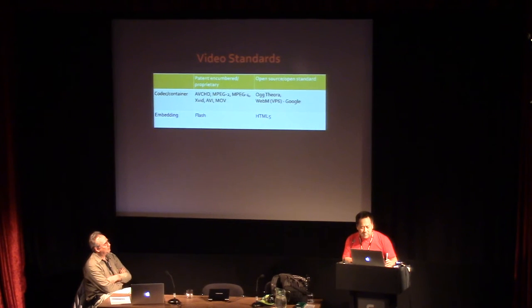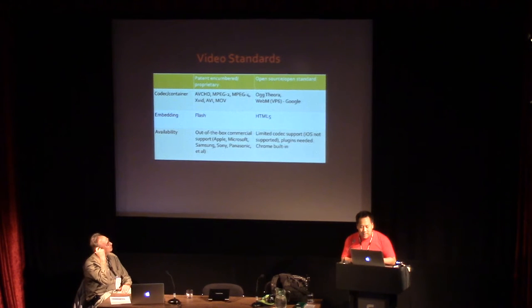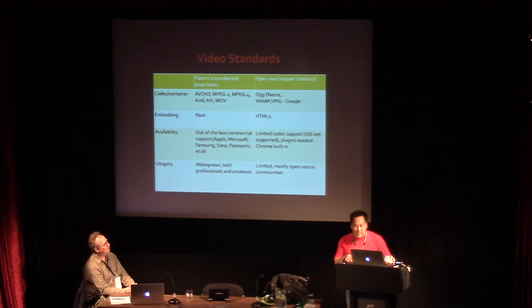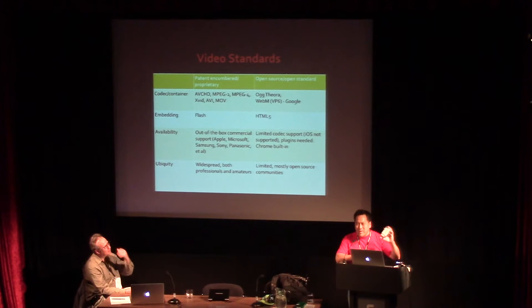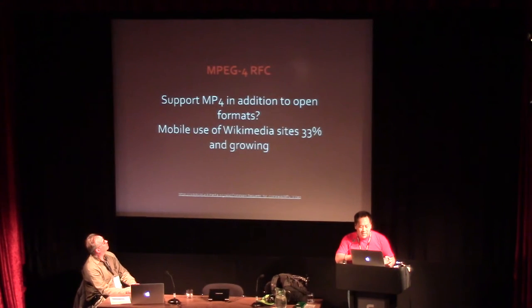If you look at some of the other issues here, again, limited codec support in iOS devices, plugins needed. If you're using Chrome or Firefox, you're okay using it on a laptop or a desktop, but still you're requiring someone to download and install something else. So the ubiquity of MPEG-4 and what we call the H.264 codec is pretty astounding. It is pretty much in every device that we have, whether you've realized you're paying for it or not. So, support for MP4 in addition to open formats. Well, mobile use of Wikimedia sites is now at 33%.